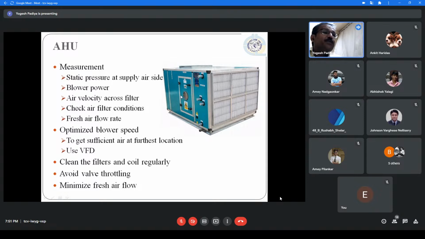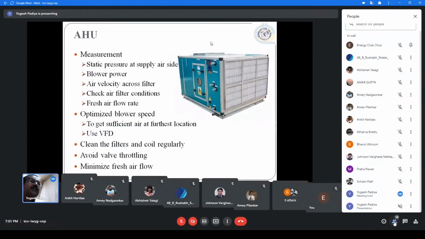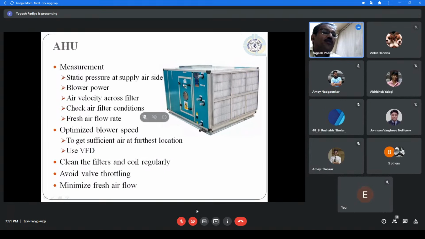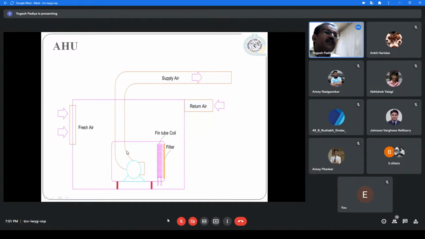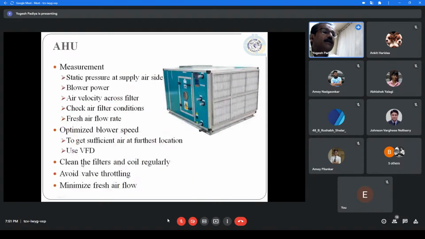Second, if this blower is running at full speed, it means that the duct pressure is high. High duct pressure is not required. So try to reduce the blower speed in such a way that the air coming out from here will reach the furthest location. So the pressure should be such that if I'm sitting at the furthest corner of the building where my duct reaches, I shall be able to get the fresh supply air. Then clean the filters and the coil regularly, so that the blower power consumption will reduce. Avoid wall throttling and minimize the air flow rate.